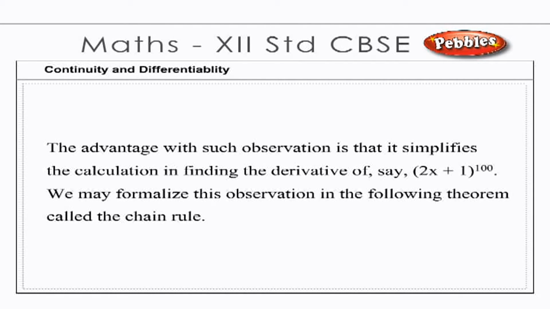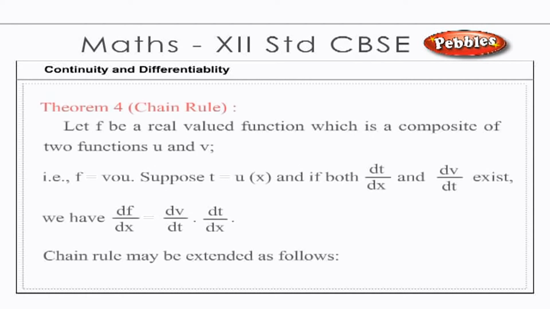The advantage with such observation is that it simplifies the calculation in finding the derivative of, say, (2x plus 1) whole power 100. We may formalize this observation in the following theorem called the chain rule. Theorem 4. Chain rule. Let f be a real valued function which is a composite of two functions u and v. That is, f is equal to v o u. Suppose t is equal to u(x), and if both dt by dx and dv by dt exist, we have df by dx is equal to dv by dt into dt by dx.